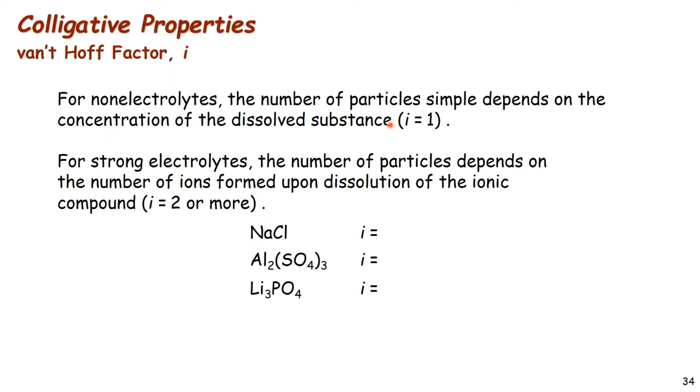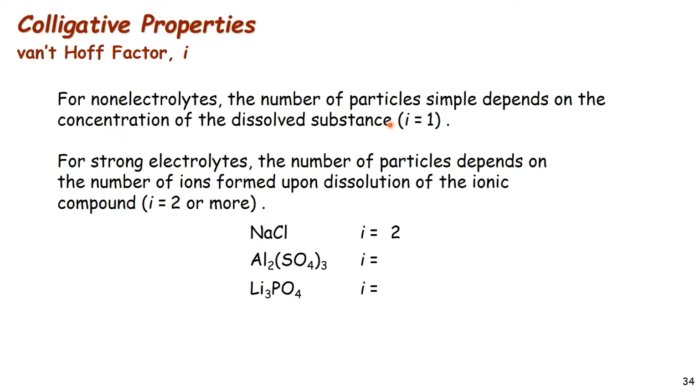When I throw sodium chloride into water, what happens to it? Sodium chloride dissociates into a sodium ion and a chloride ion. So how many ions is that? 2. So i is equal to 2.